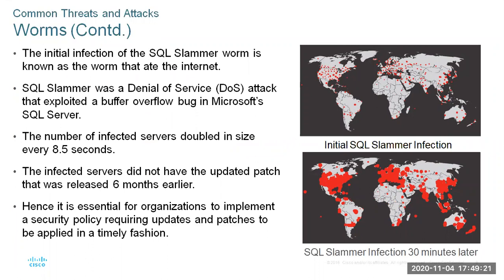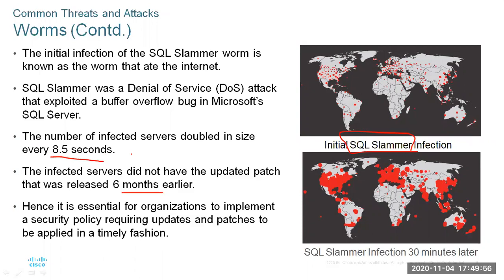The initial infection of the SQL Slammer worm is known as the worm that ate the internet. All right, so the SQL Slammer was a particular worm that was well noted. It was a denial of service DoS attack that exploited a buffer overflow bug in Microsoft SQL Server. The number of infected servers doubled in size every 8.5 seconds. The infected servers did not have the updated patch that was released 6 months earlier. That was why this happened.